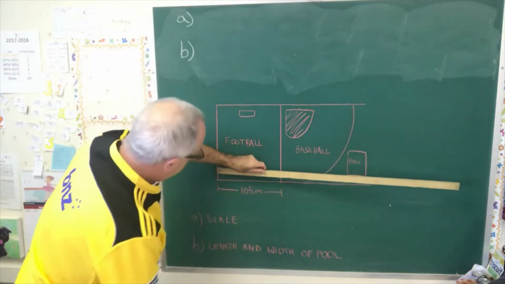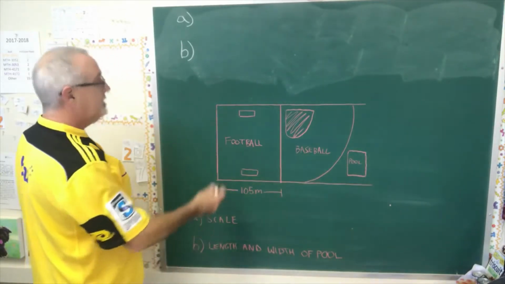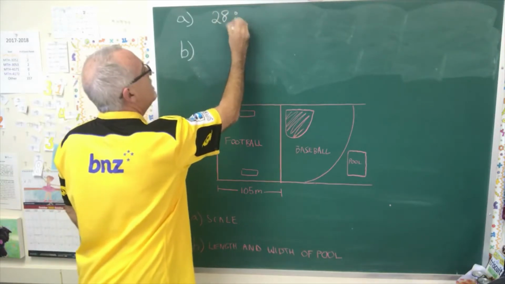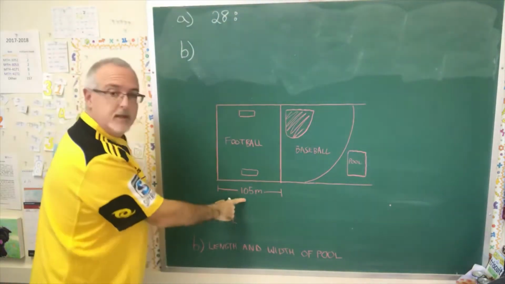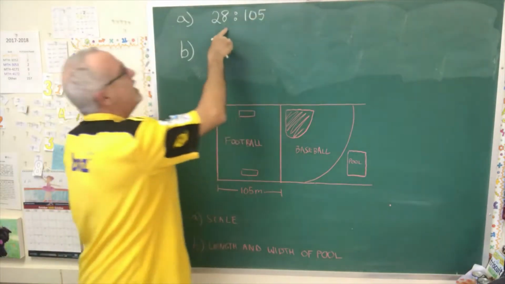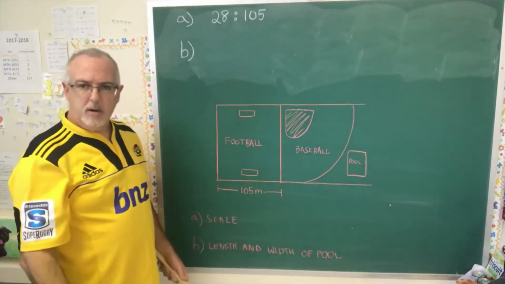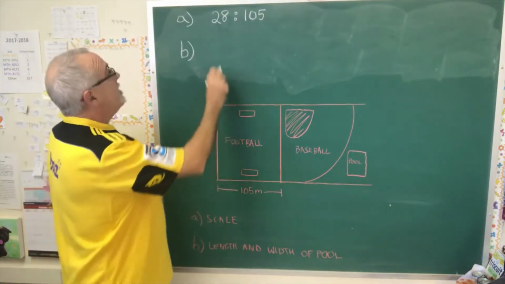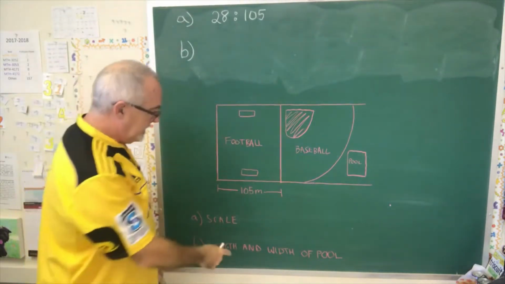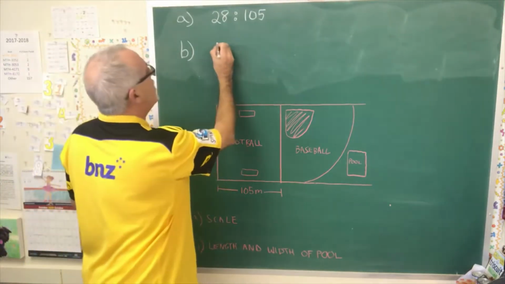So the first thing I'm going to do is measure the width of the football field, and I see it's 28 centimeters. So that means 28 centimeters on the diagram represents 105 meters in real life. Now, this is not a very simplified scale, but it doesn't have to be simplified to work. To answer B, we're going to use this scale in a proportion, and we're going to do it twice because they ask for the length and the width. So we'll calculate each. I'll draw the proportion first.